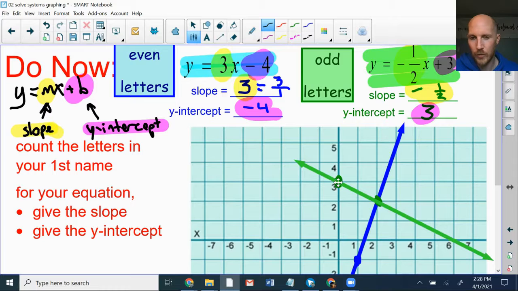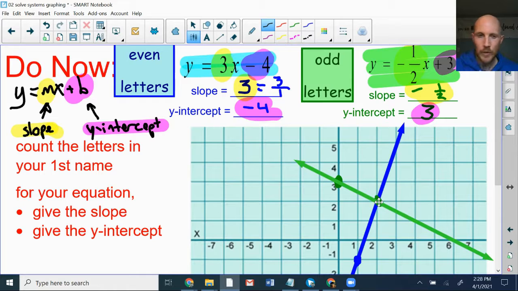So I started here at +3 and then used the slope as the directions to get the next point. So down, because the slope is negative, down 1 space. That is my rise. The top number of the fraction there is the 1. And then to the right, 2 spaces, since that's the bottom number of the fraction, or the run.